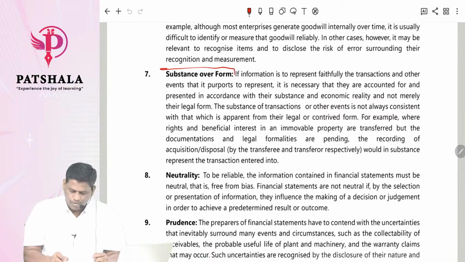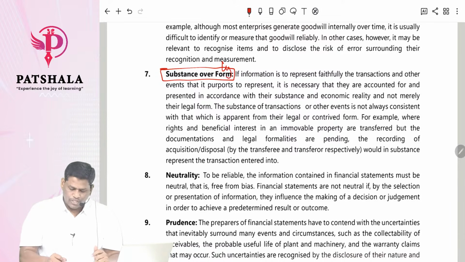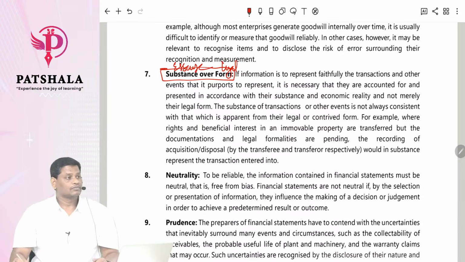Substance over form. This is an important concept. When we get further, I'll discuss that. Substance over form means legal form is not important. The essence of the transaction is important.